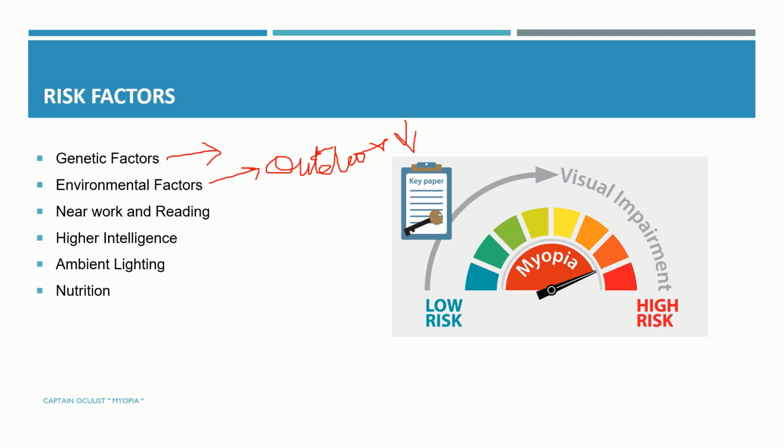The third thing is too much near work. Higher intelligence suggests he will always do near work, reading books and the like, which increases the chances of getting myopia. Also, ambient light, meaning not proper lighting while studying. If the light of his room is not proper, it is going to influence his vision. Also, nutrition plays a really important role. We have vitamin A, that is good for eyes. So that is all about the risk factors.